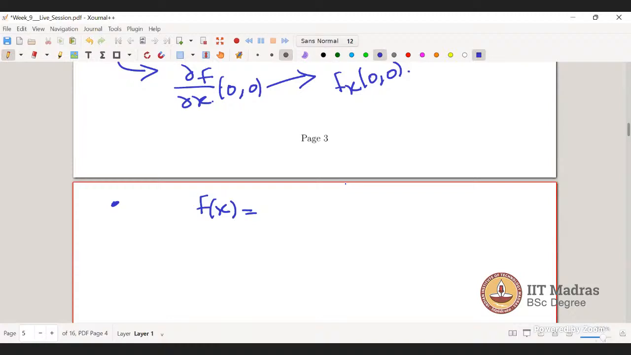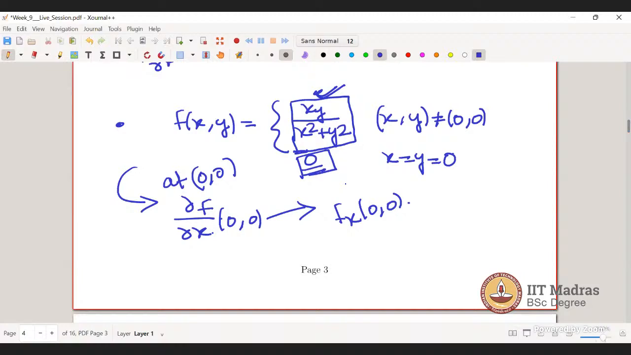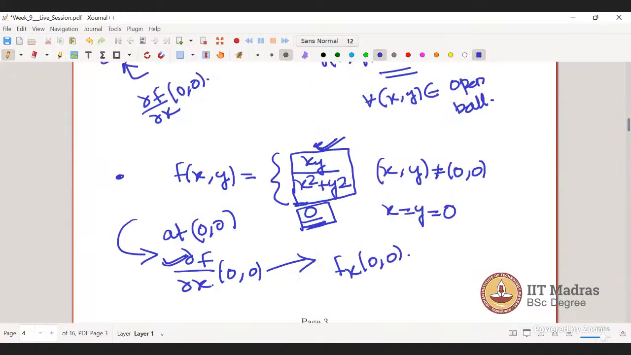You are actually differentiating a different function, not the same function, because the value of the function at 0, 0 is 0. But what you are taking is xy by x square plus y square, which is not the value of the function at 0, 0. The definitions are certainly different. If I ask what the value of this function at 0, 0 is, you are not going to tell me that it is x square plus y square.